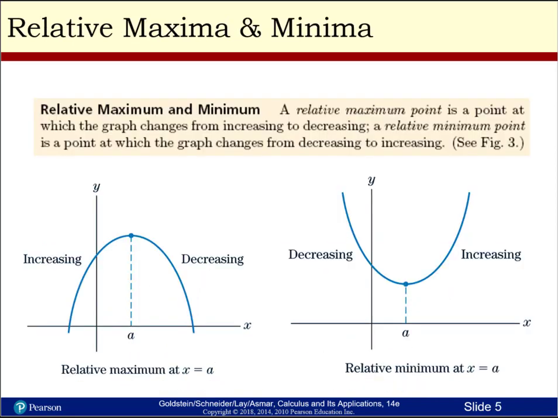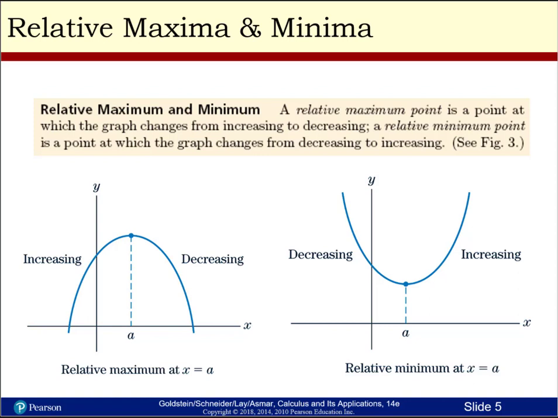Next, we're going to talk about relative maxima and minima. Relative maximum and minimum. A relative maximum point is a point at which the graph changes from increasing to decreasing. And a relative minimum point is the point at which the graph changes from decreasing to increasing.